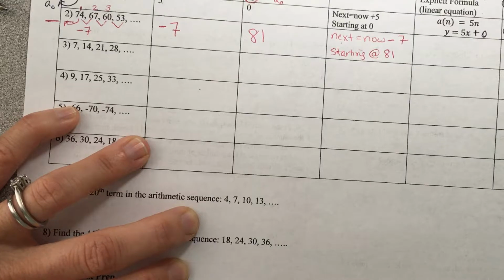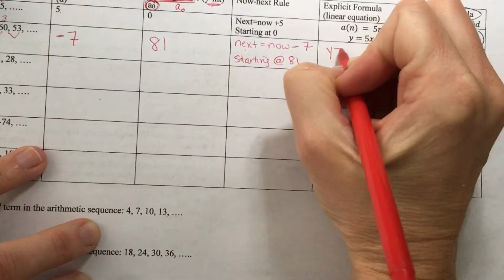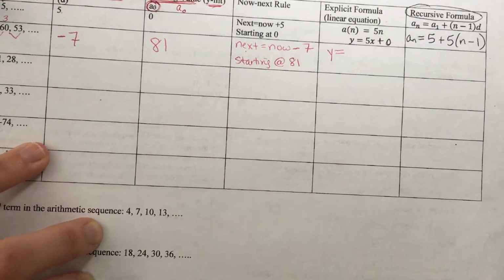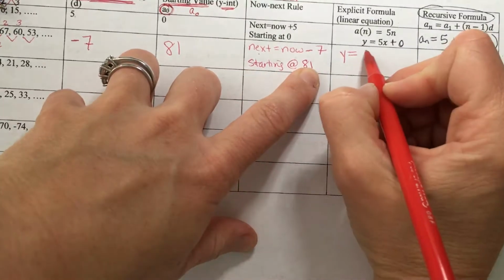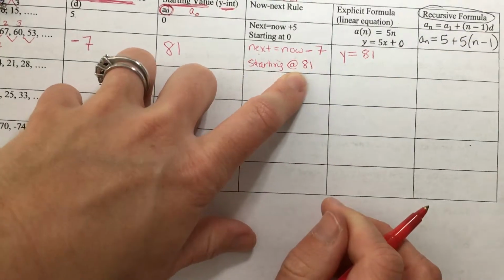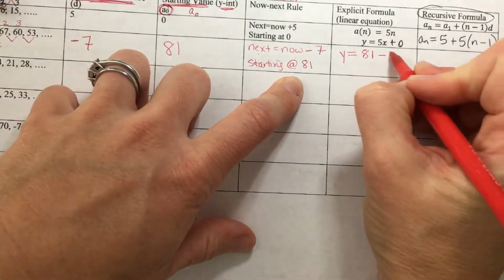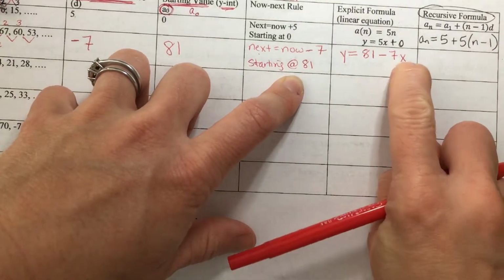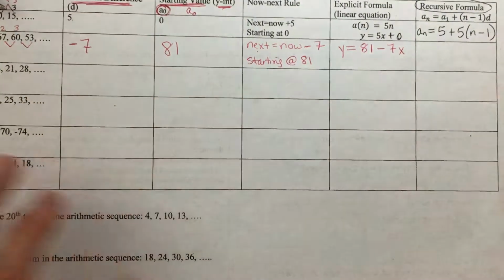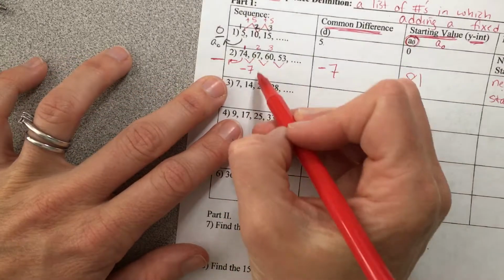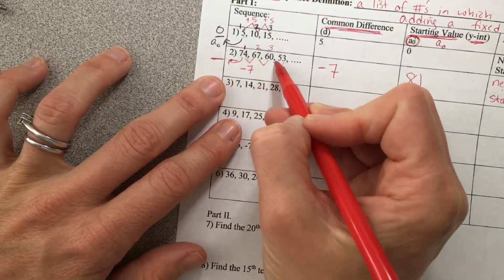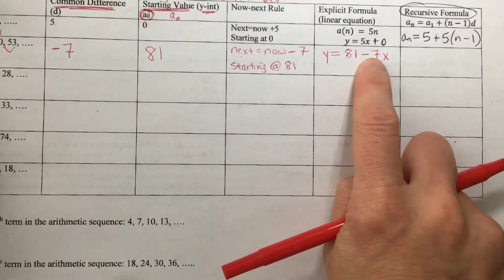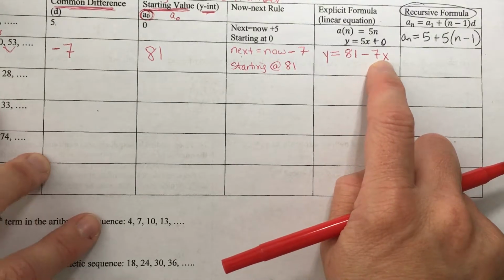Questions? All right, let's make the y equals first. We're starting at 81, and we're going down by 7 every time. That's why the 7 gets an X. If you go back and look, how often did I subtract 7? Every time. So it's 7 every time, 7x.